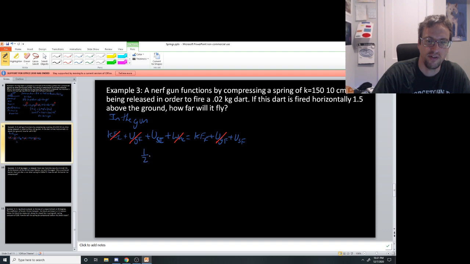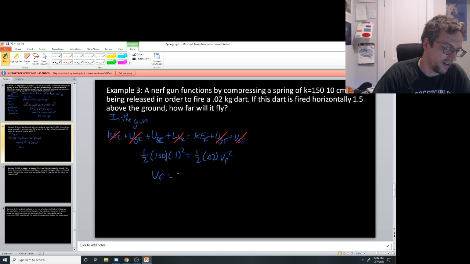So we have 1/2 times 50 times 0.1 squared equals, and actually I forgot to say, this is 0 as well, because afterwards the spring is completely relaxed, 1/2 times 0.02 times v squared. Do all that, and you get a v final of 8.66, which is suspiciously like the last problem, but that's okay. And then we have to do 2D kinematics. So now we've got the second part, the projectile part.